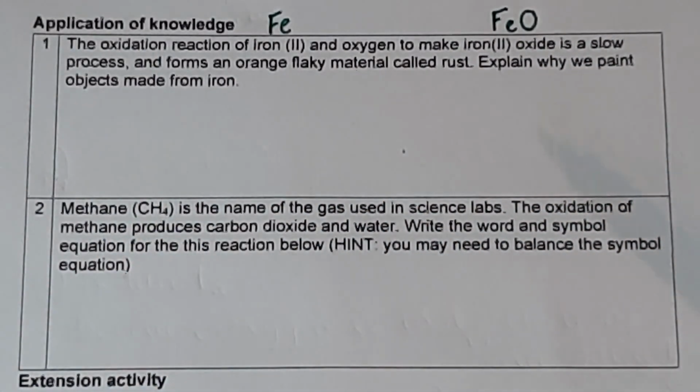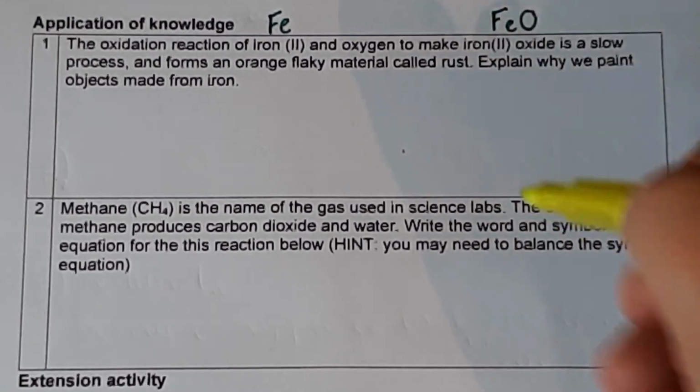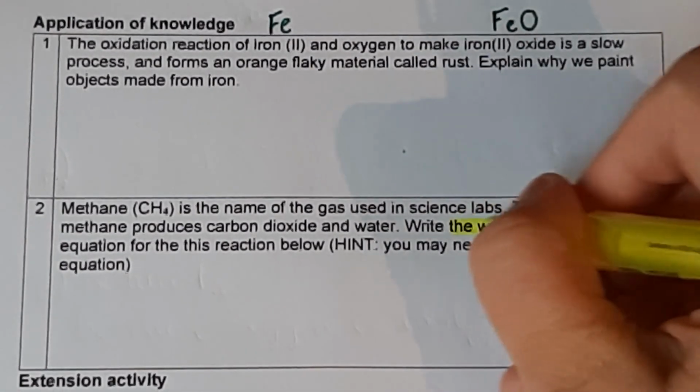Question 2. Methane, CH4, is the name of the gas used in science labs. That's what we turn on when we turn on the gas for your Bunsen burners. The oxidation of methane produces carbon dioxide and water. Write the word and symbol equation for this reaction below. So you need a word equation and a symbol equation.